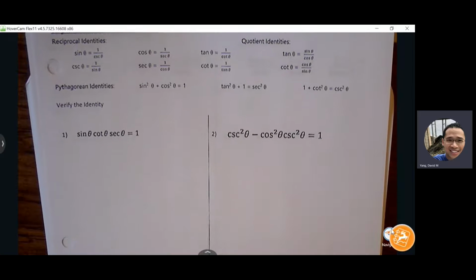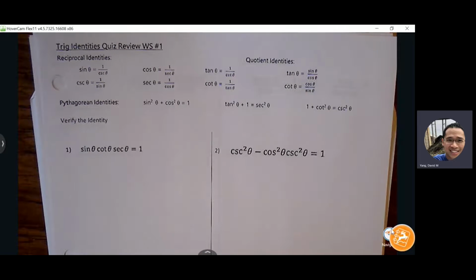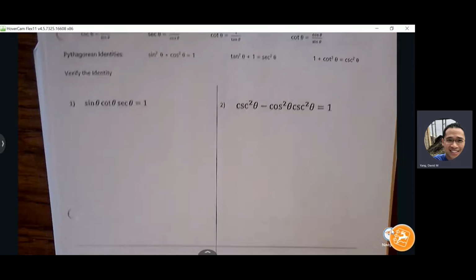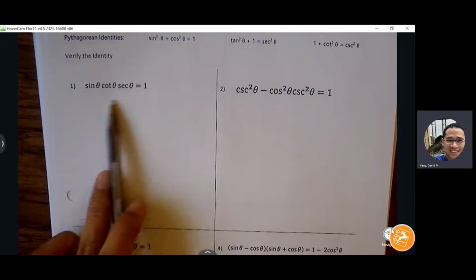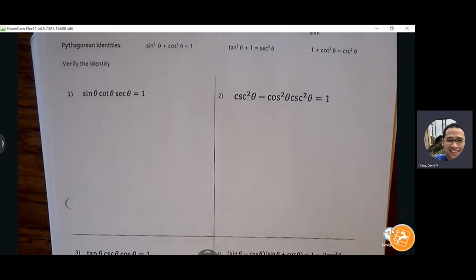Okay, so let's start with number 1. We'll start with worksheet 1, first page, I think it's a little bit easier. So if you look at number 1 here, just think in terms of, well, I know I can represent every trig function in terms of sine or cosine or a combination of both. So why don't we do that? Just convert everything to be in terms of sine and cosine and see where that takes us.